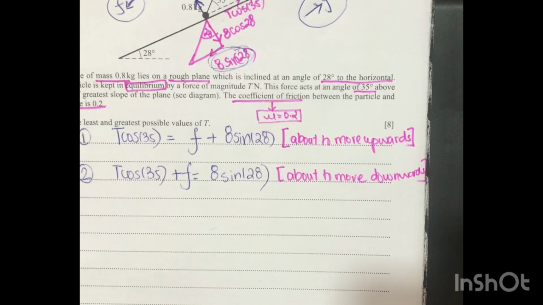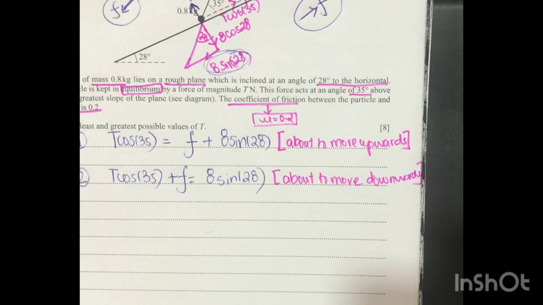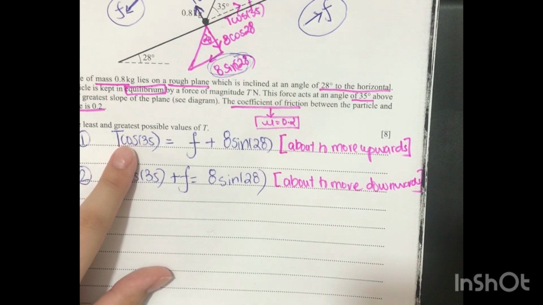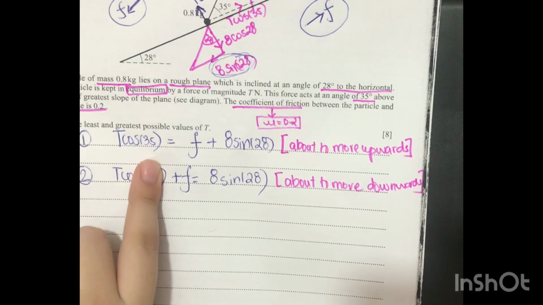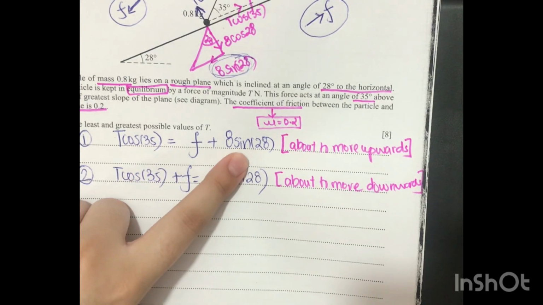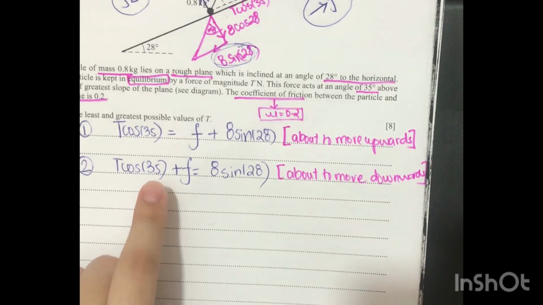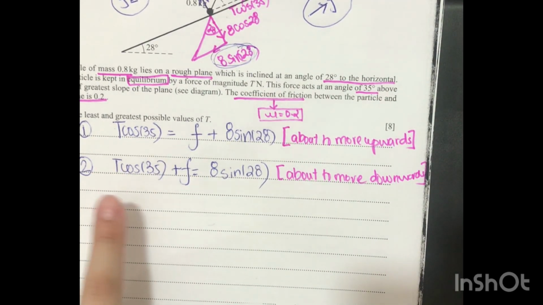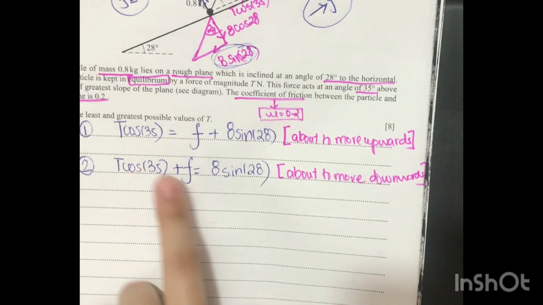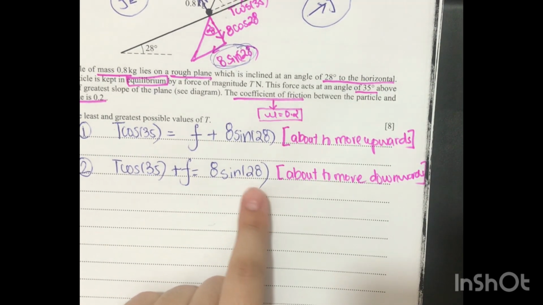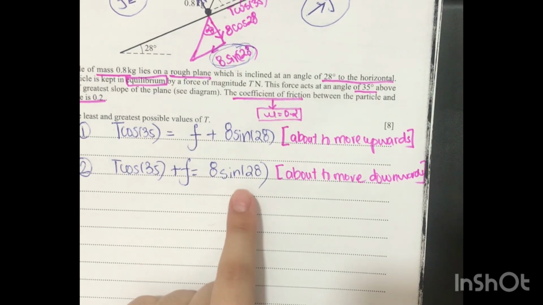So let's see. Now we have to determine which equation will give us the greatest value of t. The first equation will give us the greatest possible value of t, since it is combining the 8 sine 28 as well as the friction. But the second equation will give us the least value of t, because this will become t cos 35 equals 8 sine 28 minus friction. So that will give us the least possible value of t.